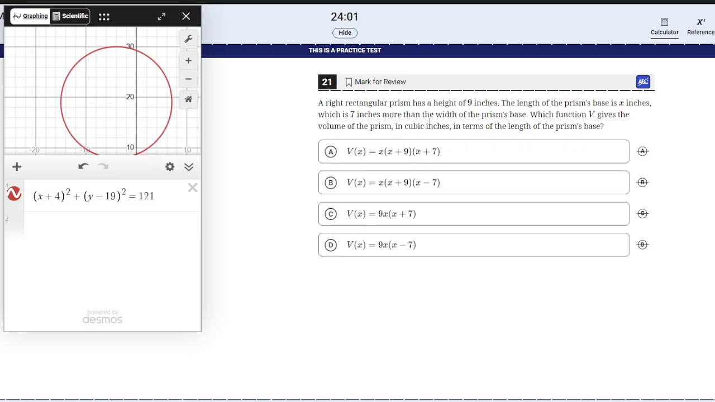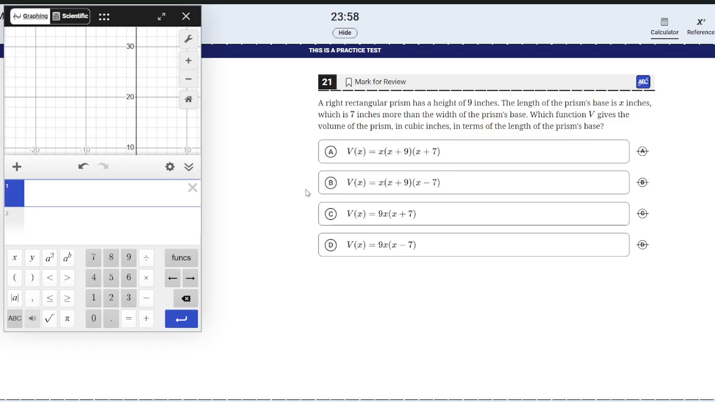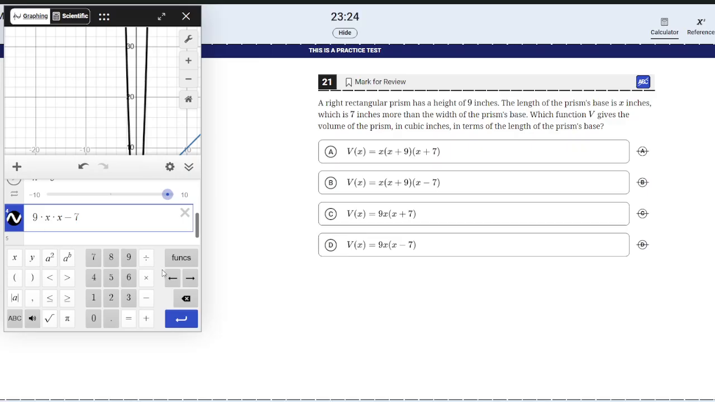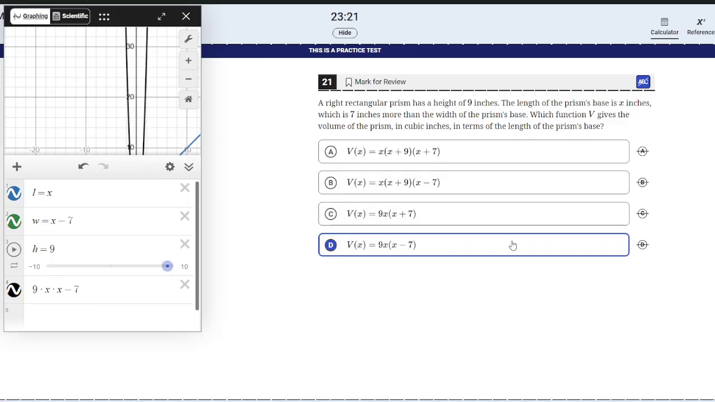Okay, so a right rectangular prism has a height of 9. Okay, so let's say h is 9. The length is x, which is 7 more inches than the width. So length is equal to x, width is equal to x minus 7, and then the height is just 9, which is already given to us. So length times width times height, 9. So really you're just doing 9 times x minus 7. So that would be your answer.